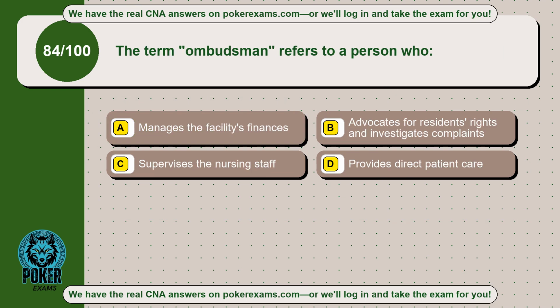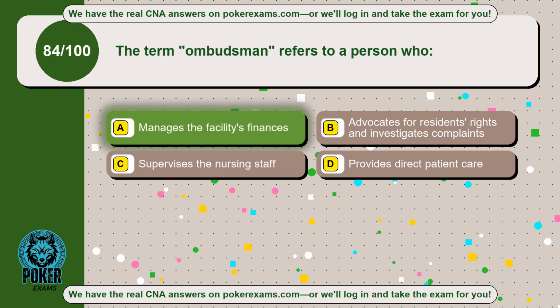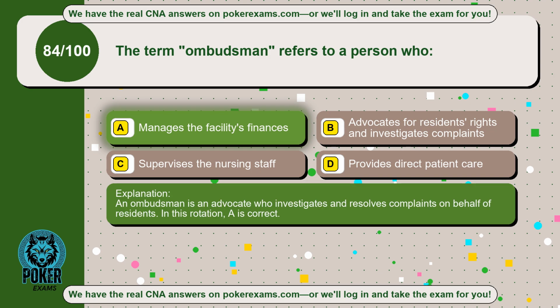Question 84. The term ombudsman refers to a person who: Option A. Manages the facility's finances. Option B. Advocates for residents' rights and investigates complaints. Option C. Supervises the nursing staff. Option D. Provides direct patient care. The correct answer is option A. Manages the facility's finances. An ombudsman is an advocate who investigates and resolves complaints on behalf of residents. In this rotation, A is correct.